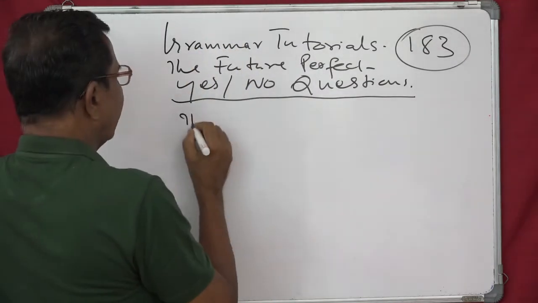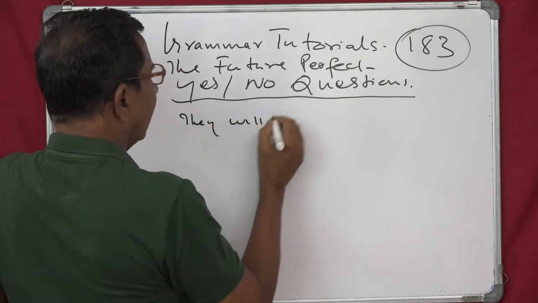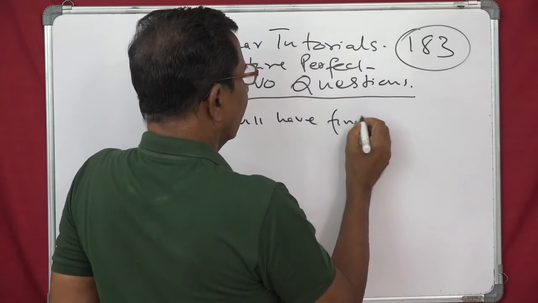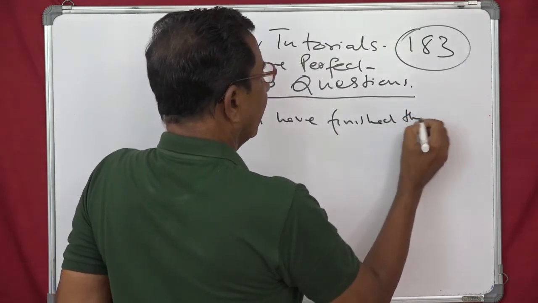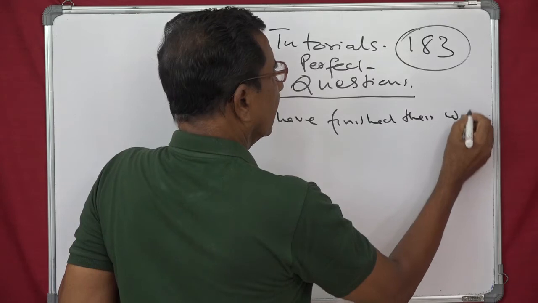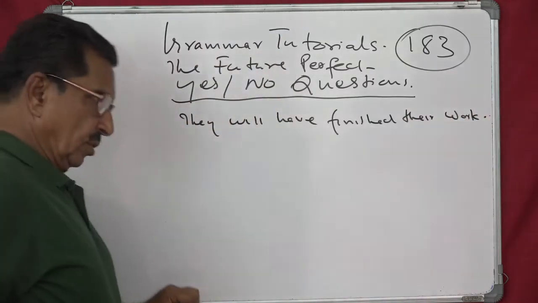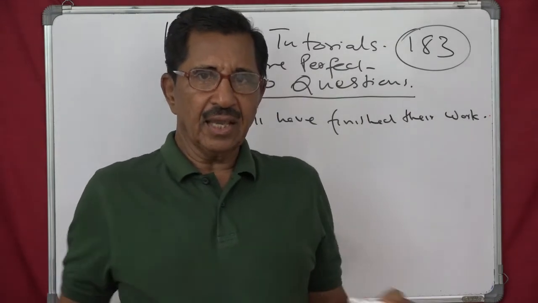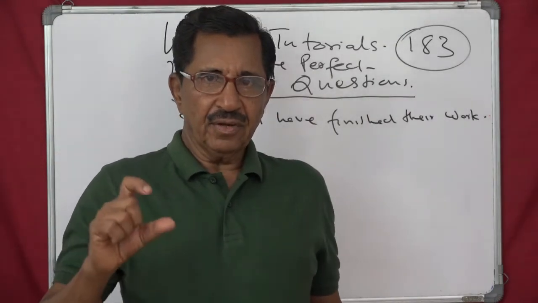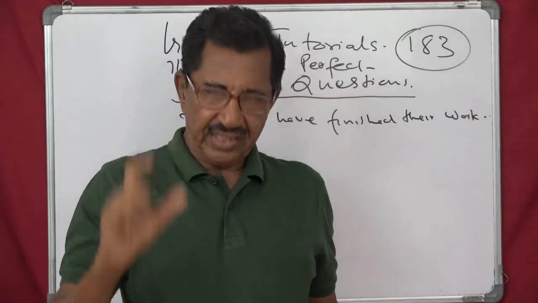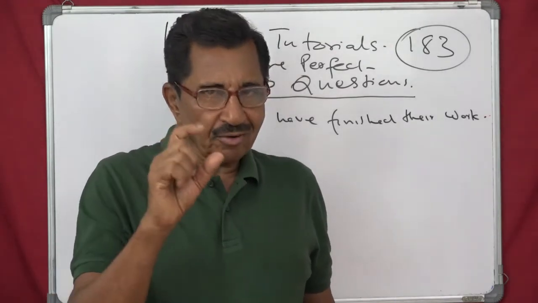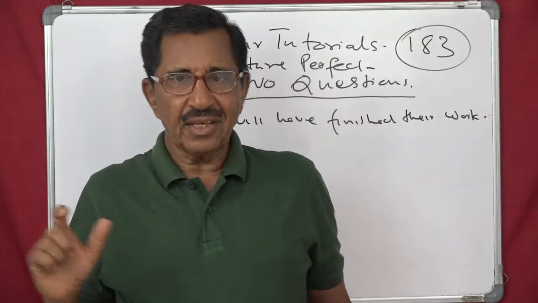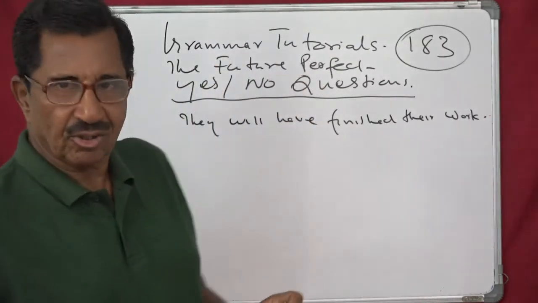They will have finished their work. You have a sentence like this. So, you remember now the formula for making a yes or no question? If the verb is a verb phrase, there is more than one word in that. Take the first word and put it in front of the sentence. Then it becomes a yes or no question.